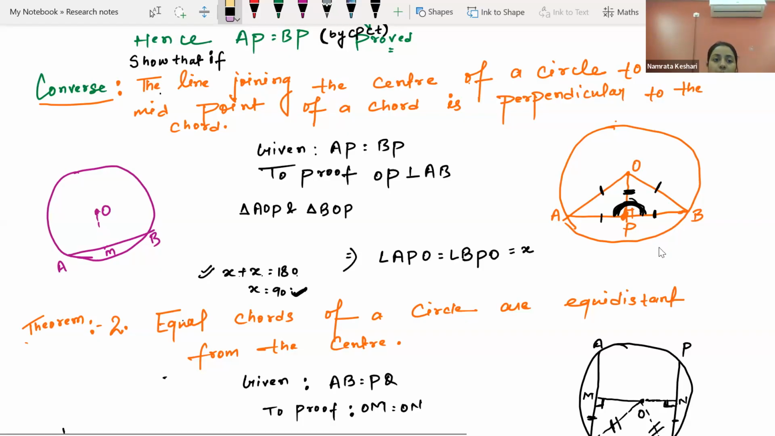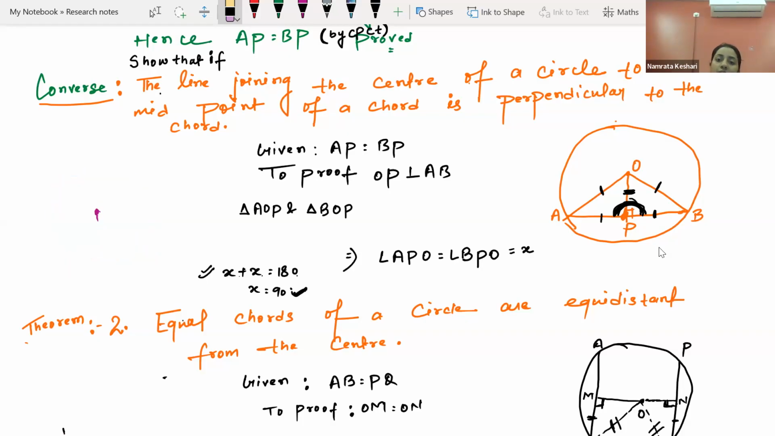Okay, so how will we be proving this one? Again, the triangle on the left and the triangle on the right. Here you have to show these two are congruent, and let me tell you, very easily you will be able to prove that triangles OAP and OBP are congruent.